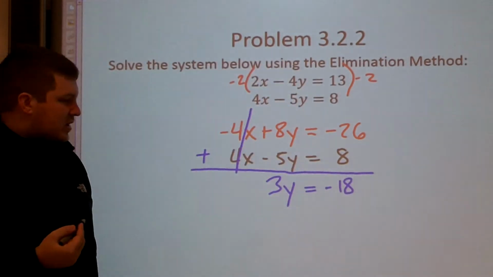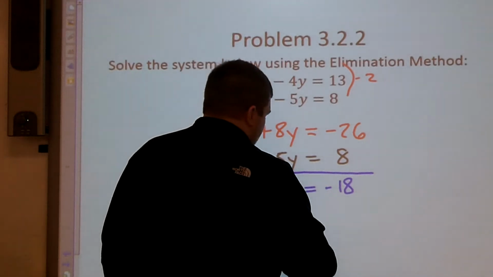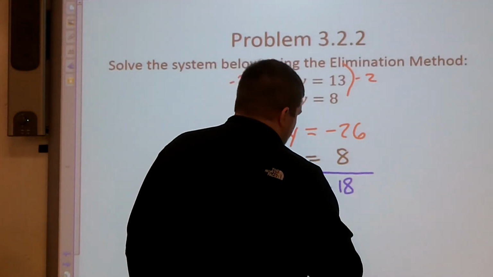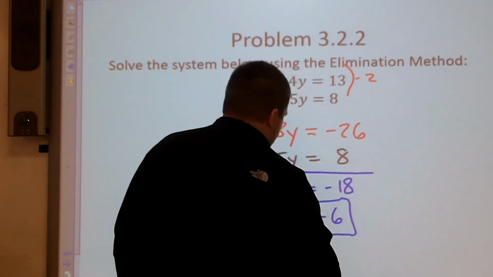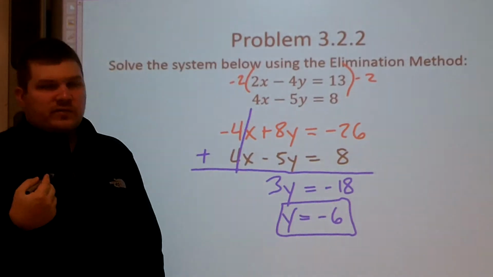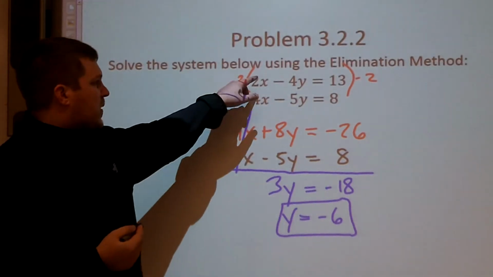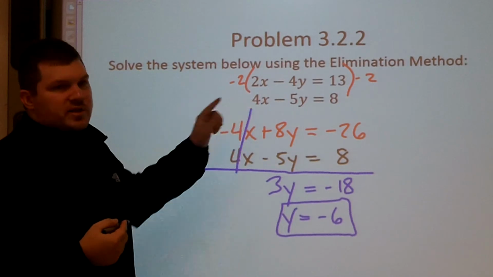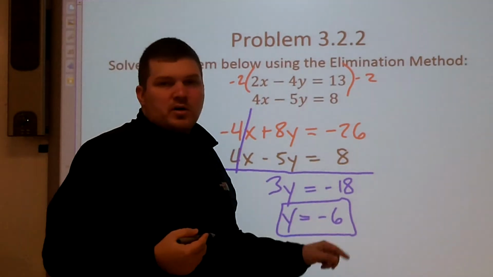Now we can get y by itself. Super easy at this point. So y is equal to -6. Well, we still need to find the value of x. So what I have to do now is pick either the first equation or the second equation, and everywhere I see a y, I'm going to plug in.